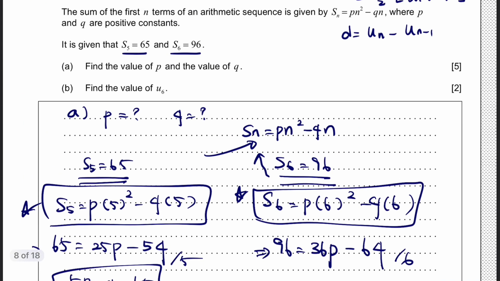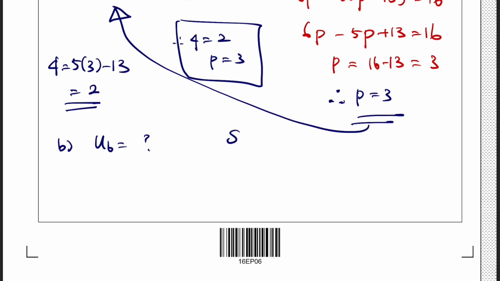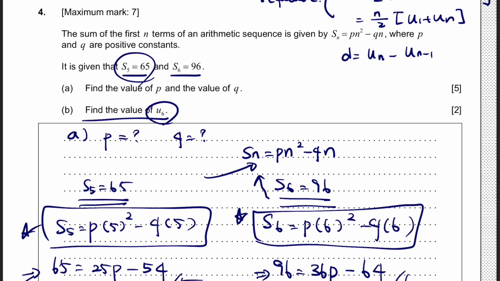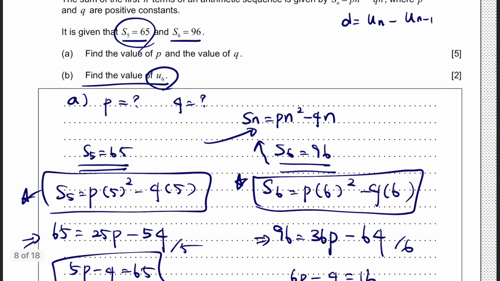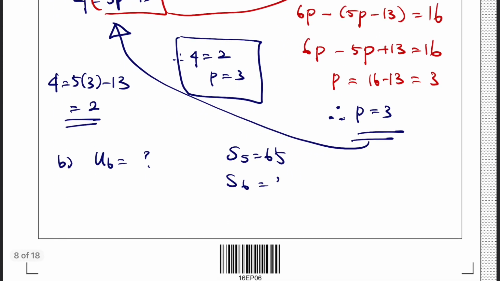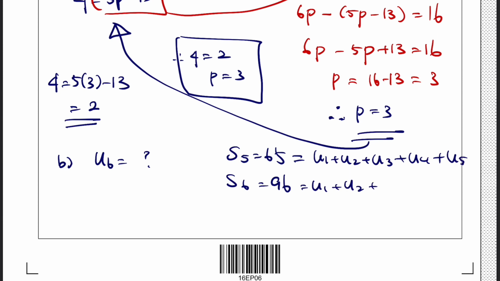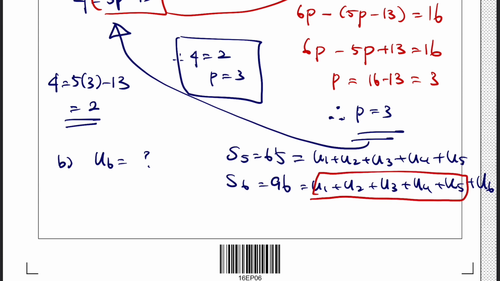Then question B, we need to find the value of u6. We know that the S5 value from the question is 65 and the S6 value is 96. We know that S5 is the same as u1 plus u2 plus u3 plus u4 plus u5, and S6 is the same as u1 plus u2 plus u3 plus u4 plus u5 plus u6. That means if we subtract S5 from the S6 value, we can calculate u6.